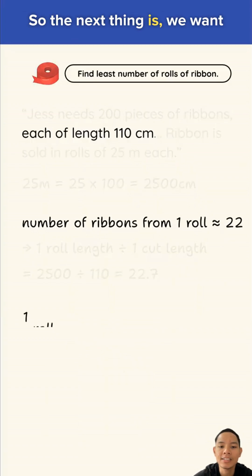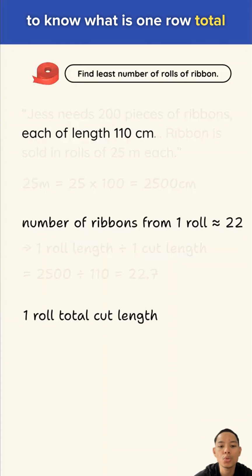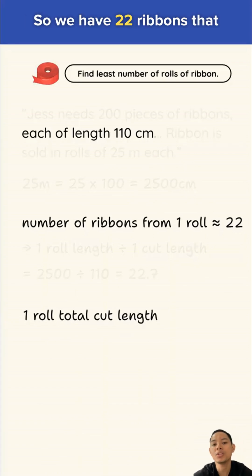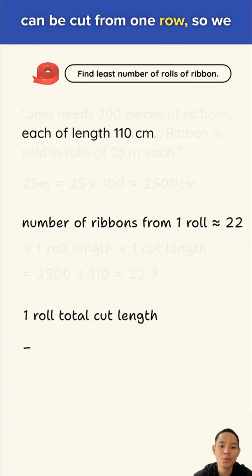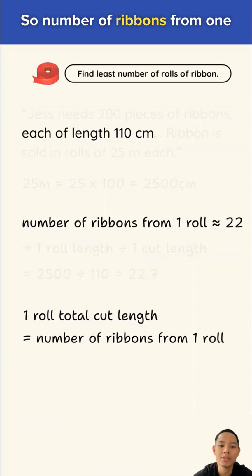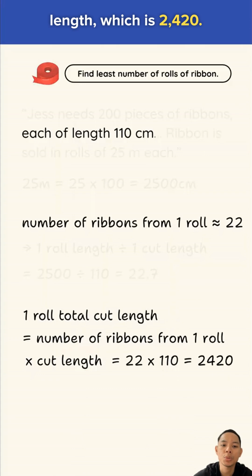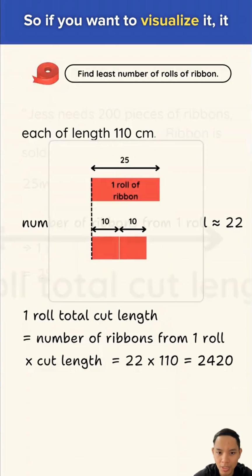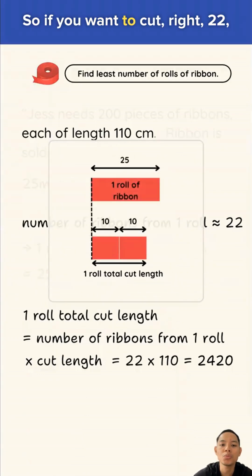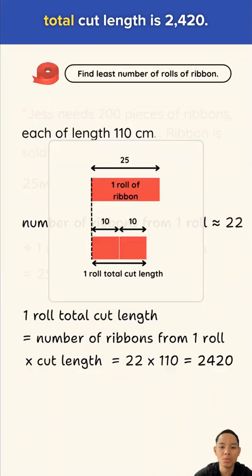The next thing is we want to know the one roll total cut length. We have 22 ribbons that can be cut from one roll, so we just multiply: the number of ribbons from one roll times the cut length, which is 2,420. If you were to visualize it, it looks something like this. If we cut 22 ribbons, each 110, the total cut length is 2,420.